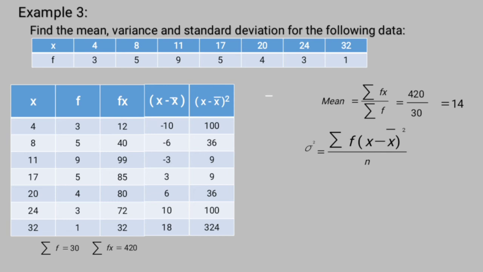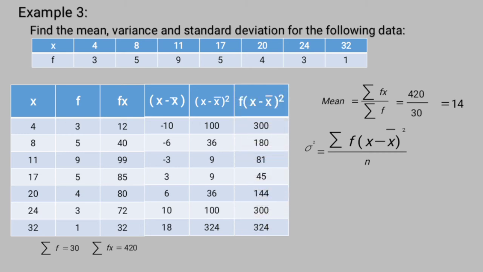Minus 3 the whole square is 9, and 3 square is 9. 6 square is 36, and similarly 10, 18. Now we need f of x minus x bar the whole square. So I'm going to multiply f with x minus x bar the whole square. So 3 into 100, 3 into 100 is 300.